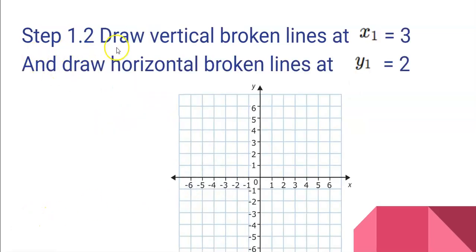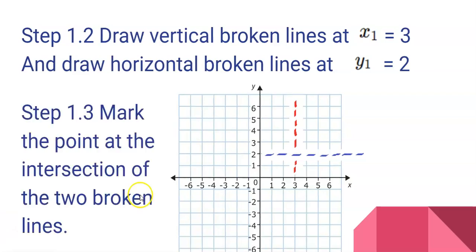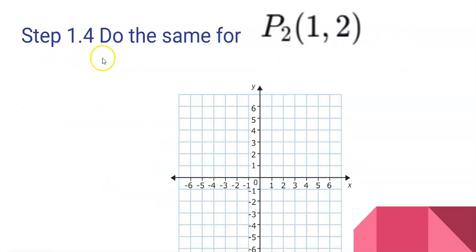Step 1.2. Draw vertical broken lines at x1 equal to 3 and draw horizontal broken lines at y1 equal to 2. Step 1.3. Mark the point at the intersection of the two broken lines, just like this. Step 1.4. Do the same for P2, (1, 2).